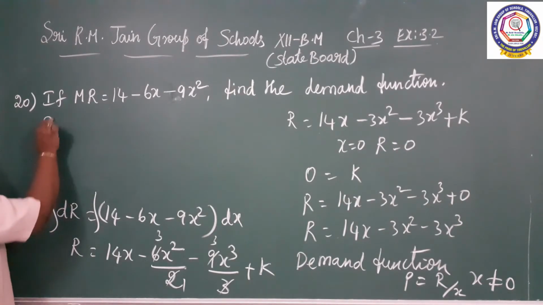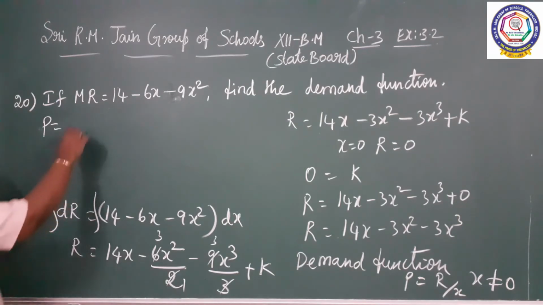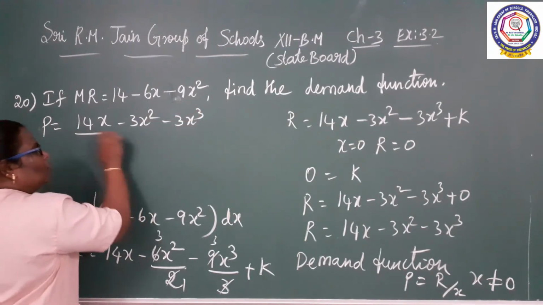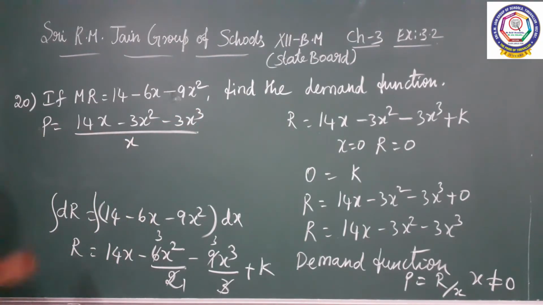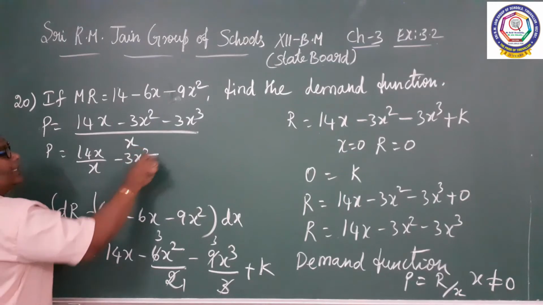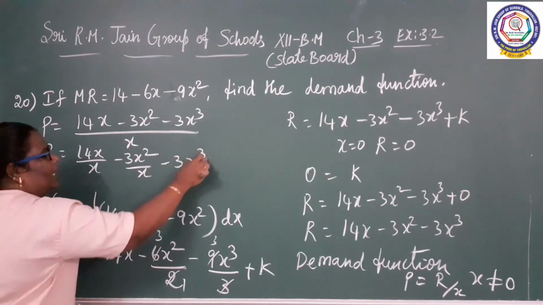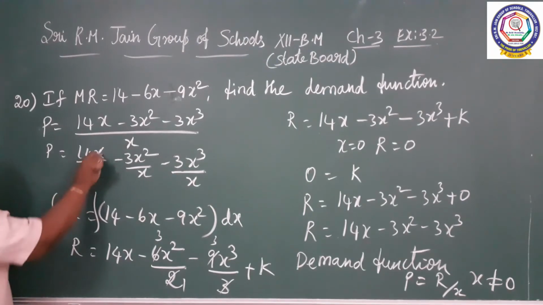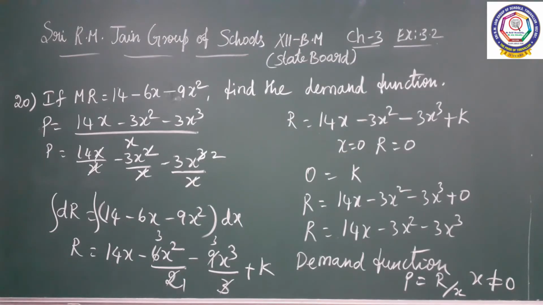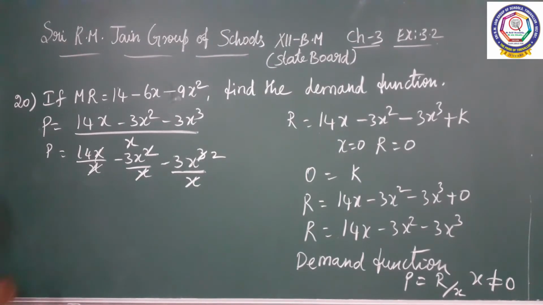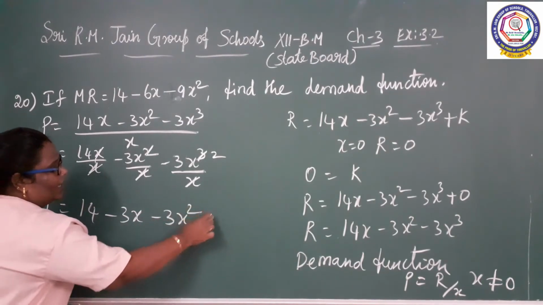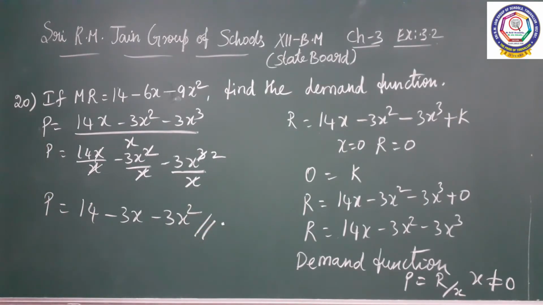See the demand function P equal to R by x, what is the value of R? 14x minus 3x square minus 3x cube by x. Therefore, P equal to 14x by x minus 3x square by x minus 3x cube by x. You cancel the term. P equal to 14 minus 3x minus 3x square. It's your demand function.